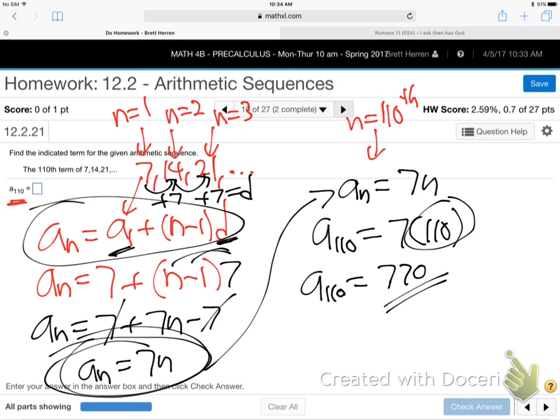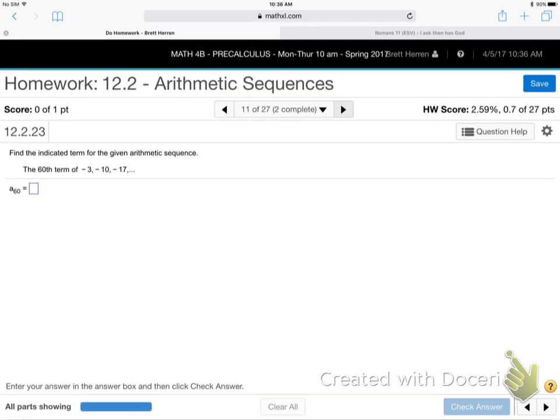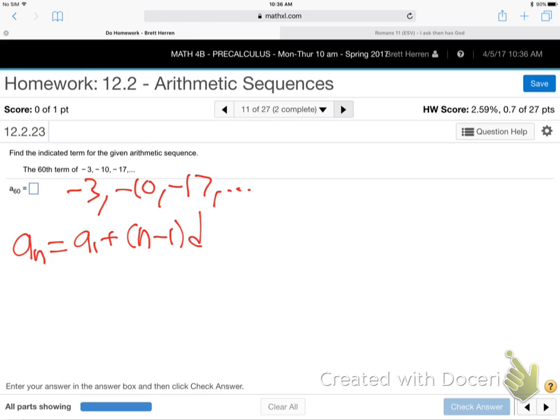All right, let's try another one. All right, there you go. Find the 60th term. We have negative 3, negative 10, negative 17, dot, dot, dot. So first, find the general formula, a sub n is a1 plus n minus 1 times d. And then after you've got the general formula, you'll come over here and find the 60th term. I'll give you a second on this one.